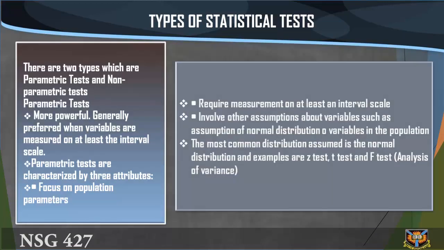Types of statistical tests. There are two types: parametric tests and non-parametric tests. Parametric tests are more powerful than non-parametric tests and are generally preferred when variables are measured on at least the interval scale. Parametric tests are characterized by three attributes. 1. They focus on population parameters. 2. They require measurement on at least an interval scale. 3. They involve other assumptions about variables under consideration, such as assumptions that the variables are normally distributed in the population. The most common distribution assumed is the normal distribution, and examples are z-test, t-test, and F-test analysis of variance.